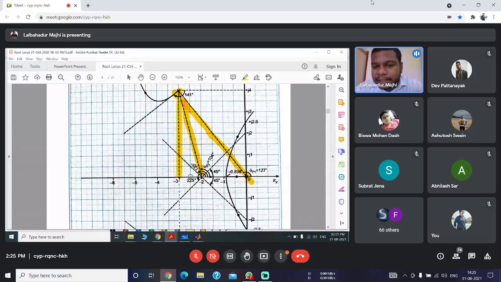So clearly this is 90 degrees. We have to measure these two angles. If you want, you can use your protractor to measure this angle, or you can use this right angle triangle.